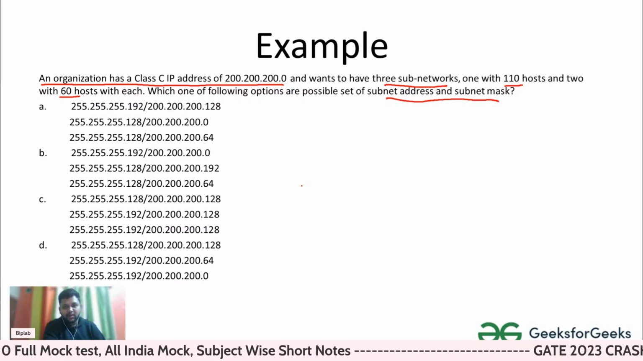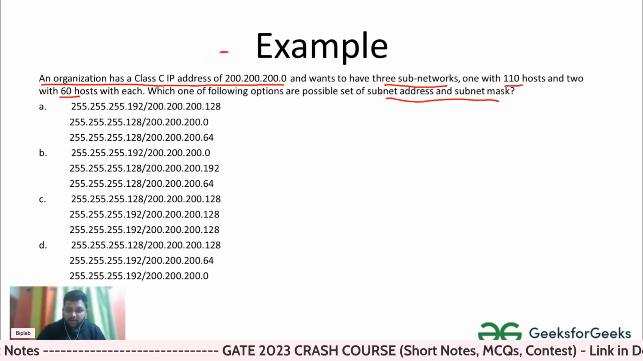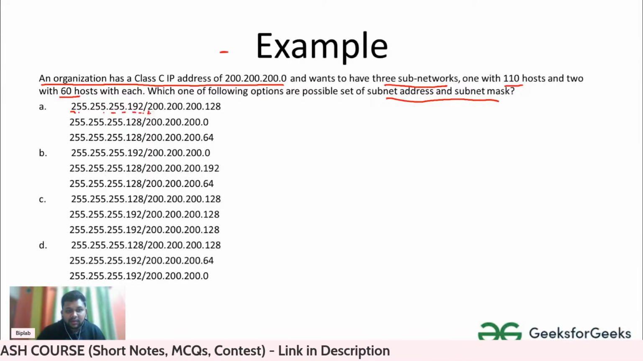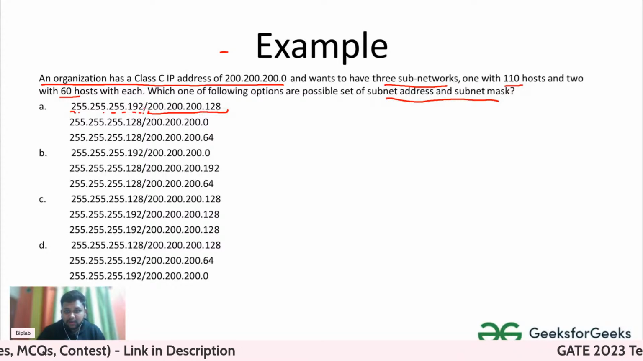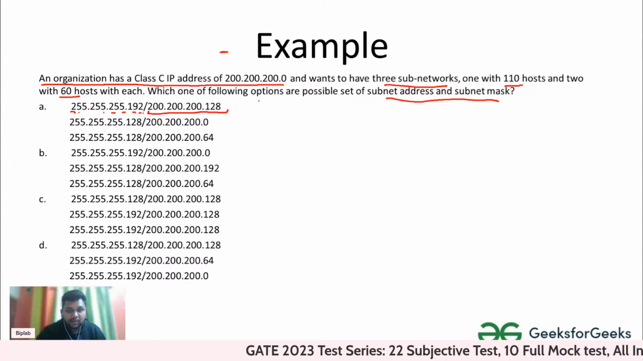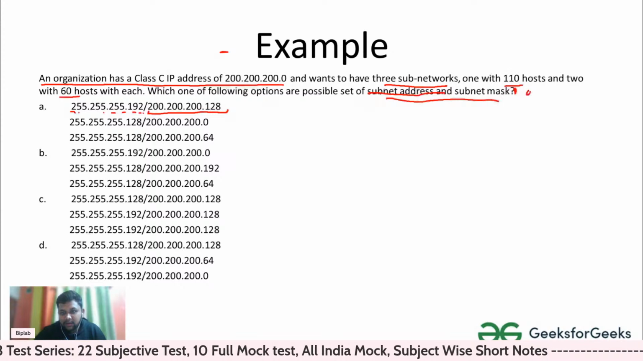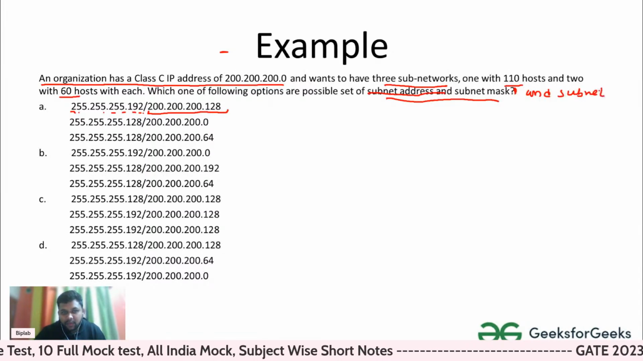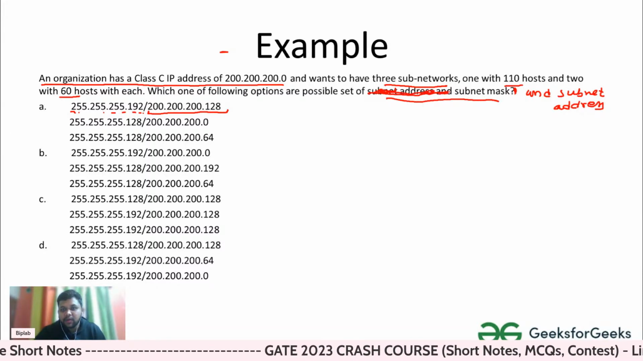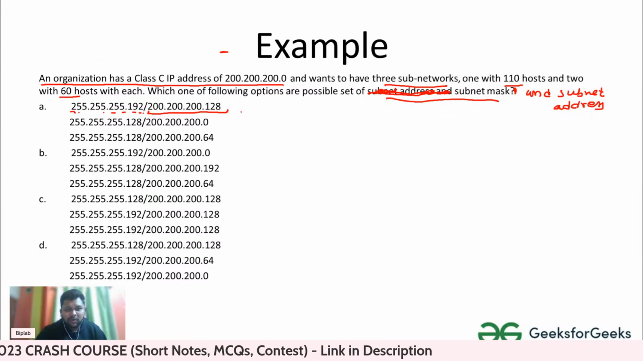Okay, possible set of subnet address, that is, these ones are subnet address and this is subnet mask. Actually, it is given in the reverse direction, so subnet mask and subnet address. Okay, so do it now. Also, let me tell you some short tricks.